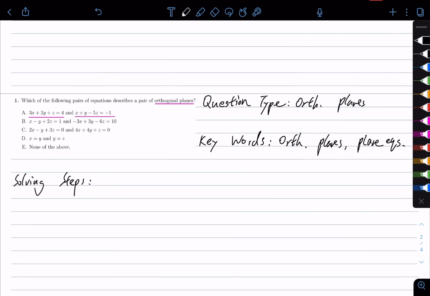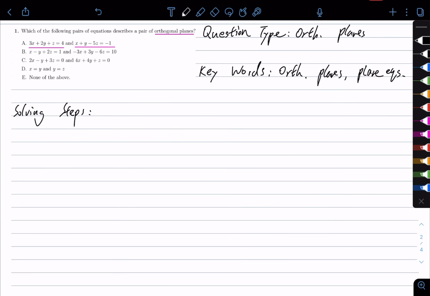Okay, so now we know what type of question we're looking at. Let's go ahead and start with the solving steps. The first thing that you need to do is find the normal vectors of the planes, which are n1 and n2. So let's start in this problem. There's no easy way of telling which one is the orthogonal planes. So we're just going to have to start with the first answer choice, alpha.